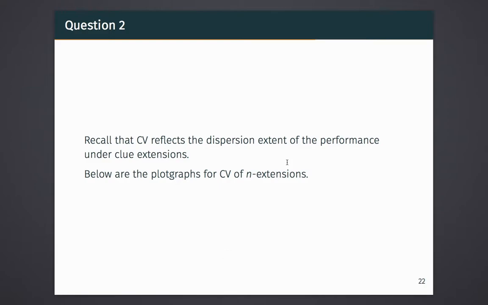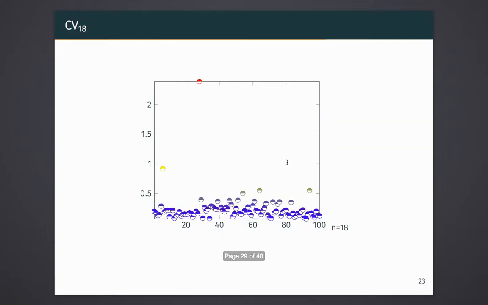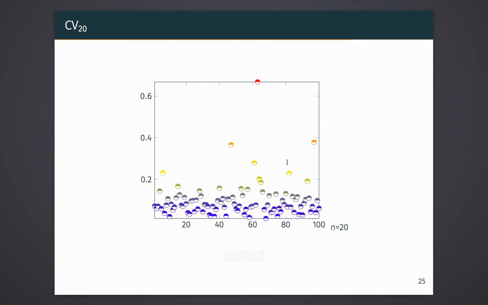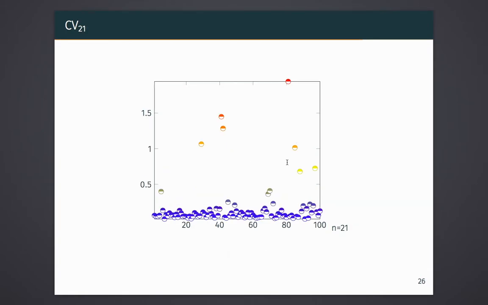Now let's turn to question 2. Recall that in question 2, we mainly try to measure the CV, which reflects the dispersion extent of the performance of Sudokus under clue extensions. And below are the results. This is the results for 18 extensions, for 19 extensions, for 20 extensions, and for 21 extensions.